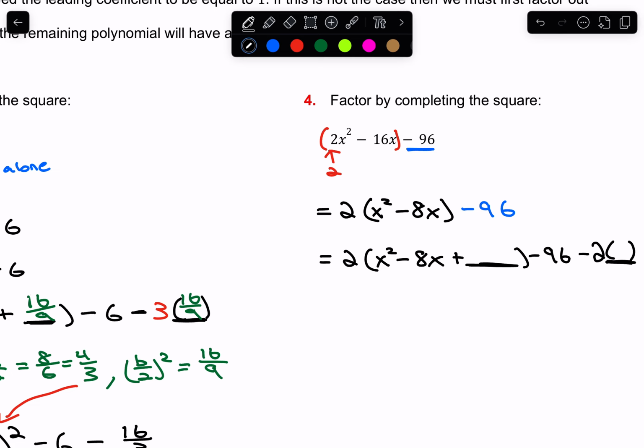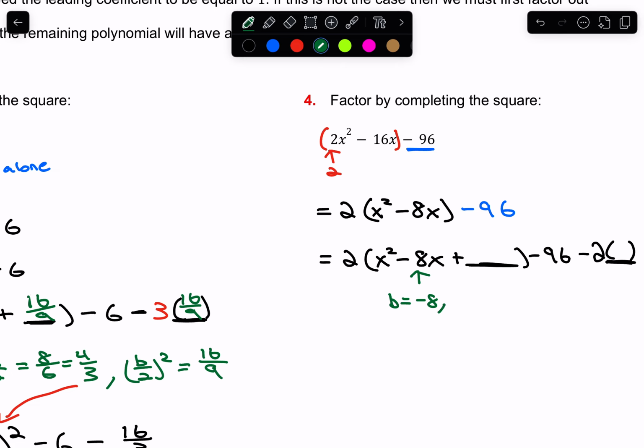Okay, this is extra important. You balance out your equation, otherwise you're changing the value of it. Okay, so now to complete the square, we need to figure out what's going to go in those blanks. So right here, the b term, our b value is equal to -8, because it's the coefficient of the x.